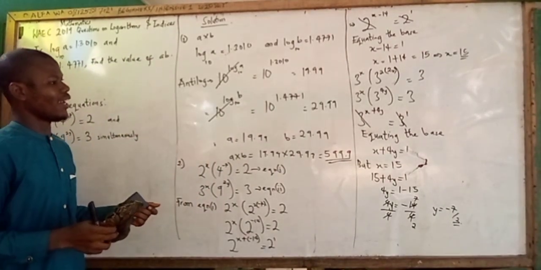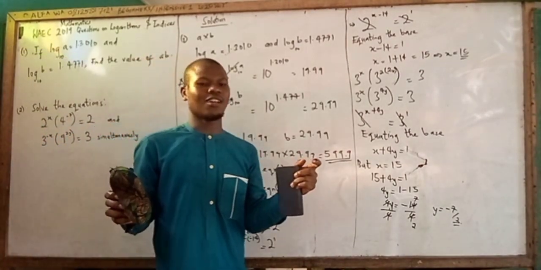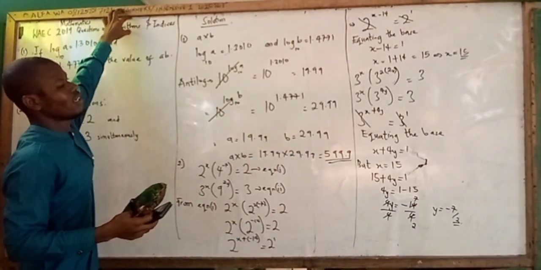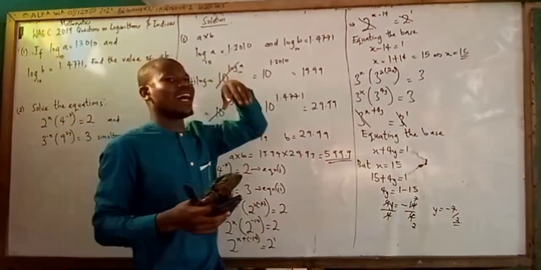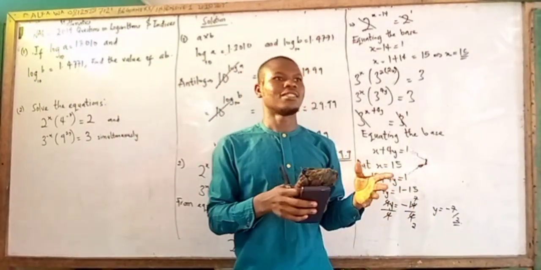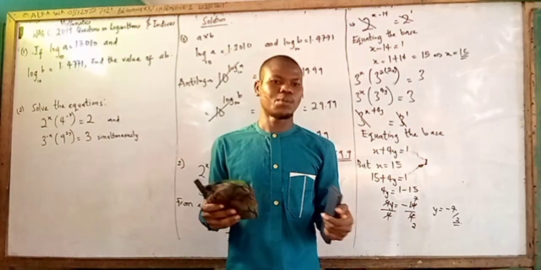So this will be our last question on the WAEC 2019 for Logarithms and Indices. So in our next class, we'll be treating questions related to surds and AP and GP.